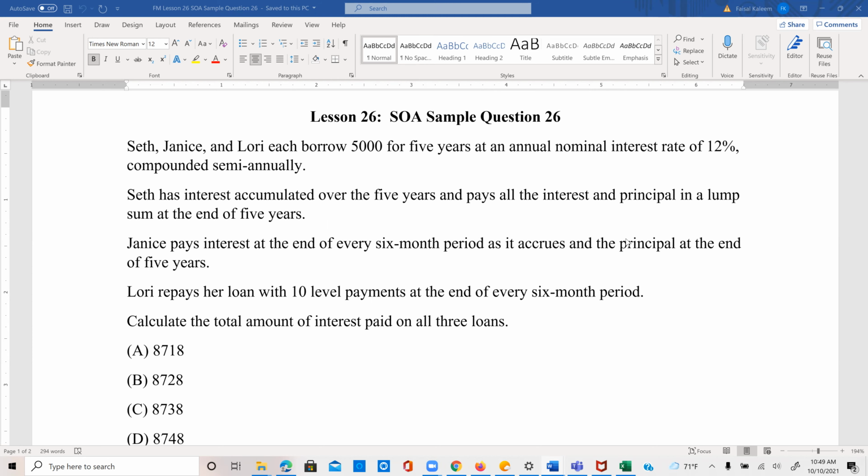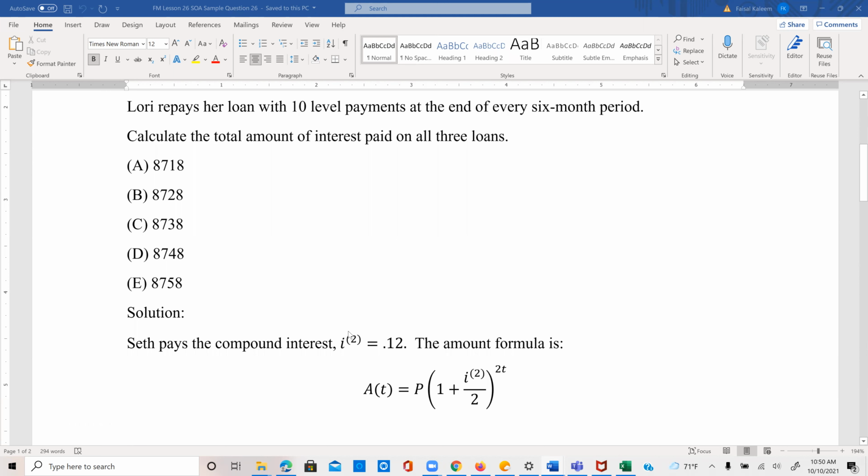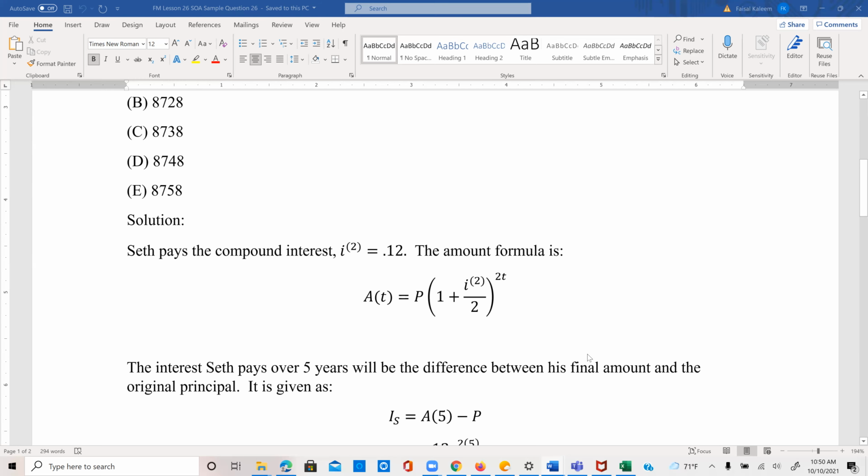So it's compound interest. The i(2) is the nominal rate compounded semi-annually, it's 12%, that's given. And so the amount formula would be principal times (1 plus i(2)/2) to the power 2t, the basic formula for compound interest. And the time is 5 years, and we are interested in the total interest of all the 3.